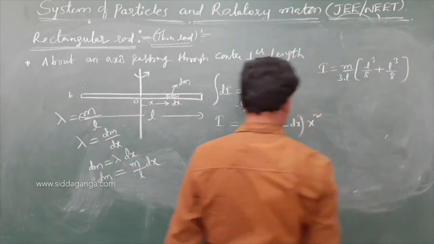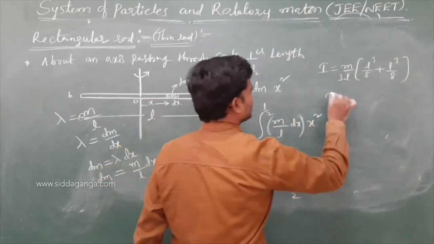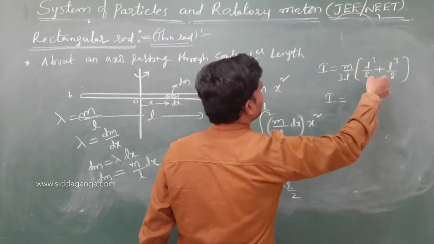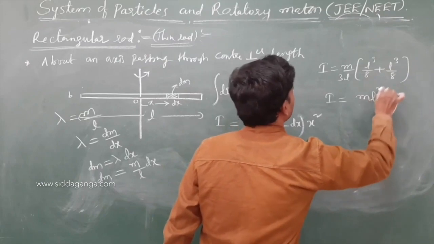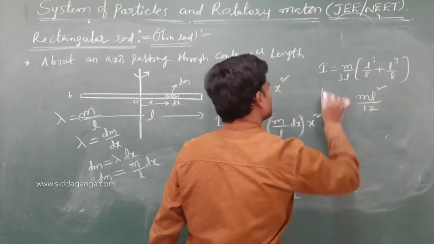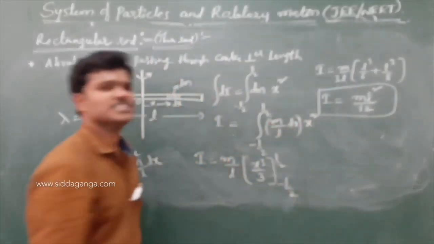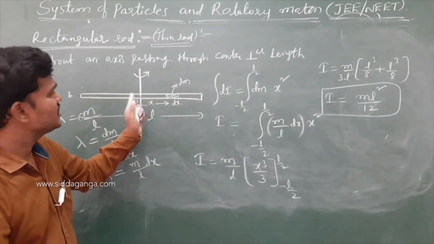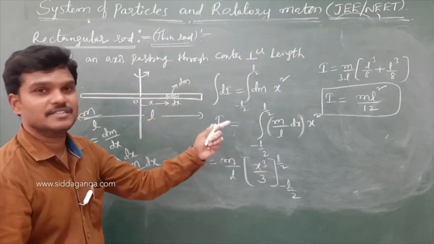Minus of minus is plus. So practice the integration, then it is easy. And this is 2 L cube by 8, L cube by 4. So m L square by 12. So this is the moment of inertia of the rod, that is, of the axis passing through center perpendicular to the length.